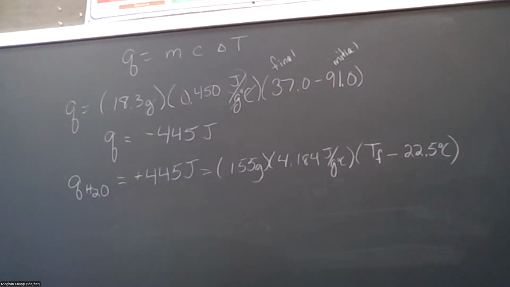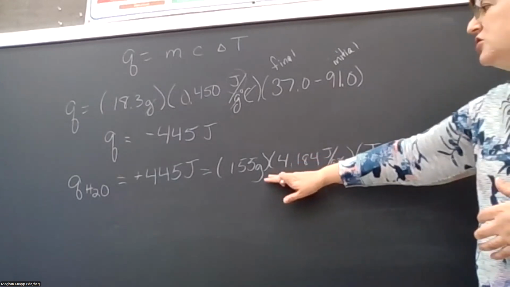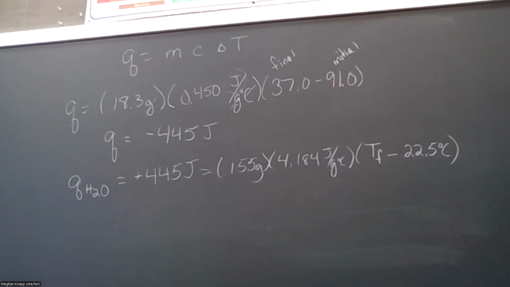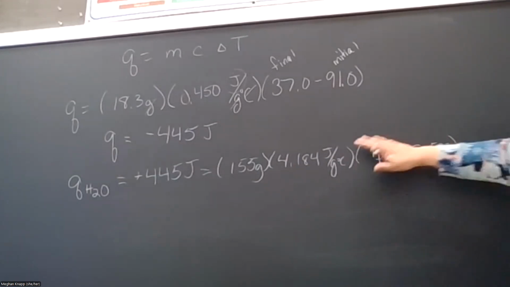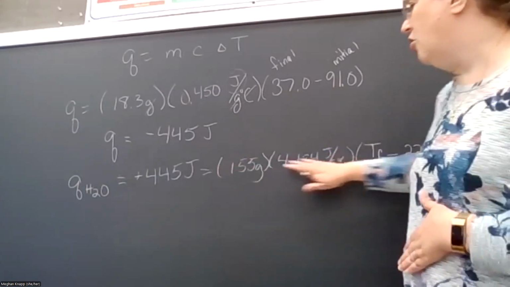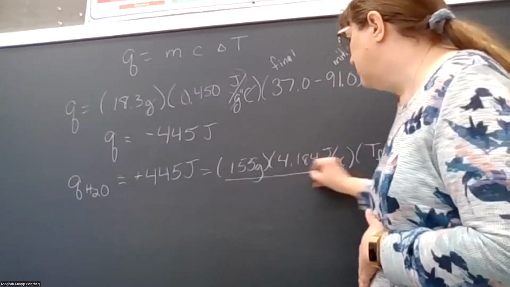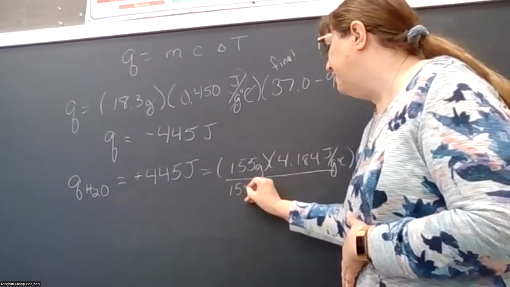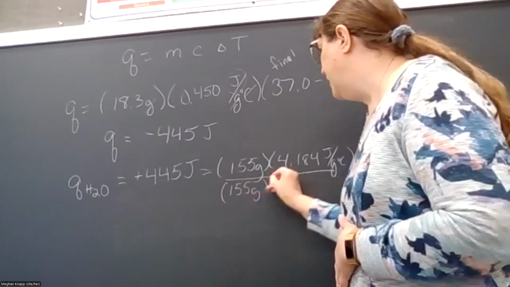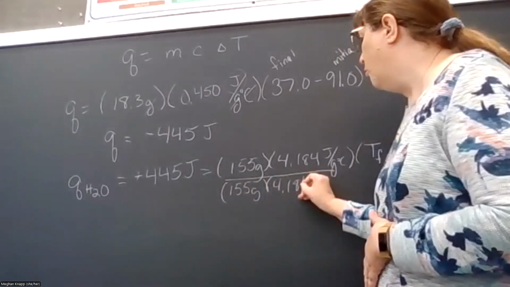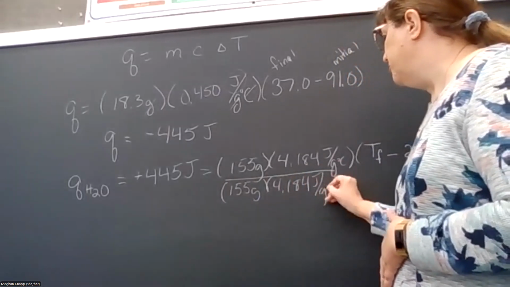All right, so it's been a minute since many of you have had algebra. So remember, when we are solving these things, we got to treat the multiplication part a little bit different from the adding part. So I'm not going to be dividing by this 22, okay? This is within a parentheses. So I'm going to divide off the other part. So divide both sides by 155 grams and 4.184 joules per gram degree Celsius.